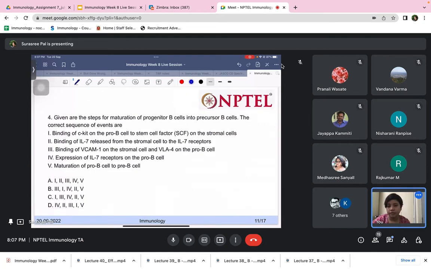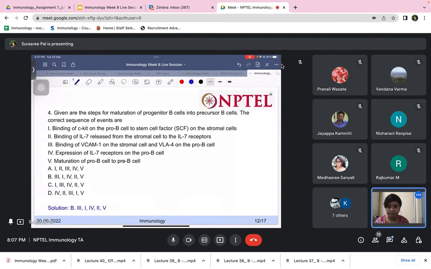Okay, so the correct answer is B. The correct sequence, let's just figure it out once. So 3 comes in the first place: binding of VCAM1 on the stromal cell and VLA4 on the pro B cell. That is the first event that takes place. Next, it is followed by the binding of the c-kit to the stem cell factor. So these are the two first events, 3, 1.